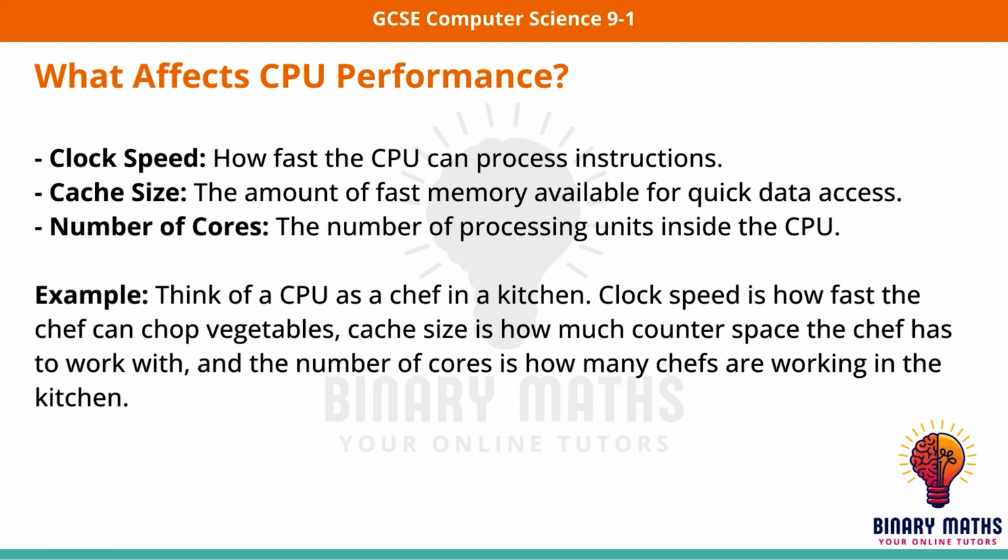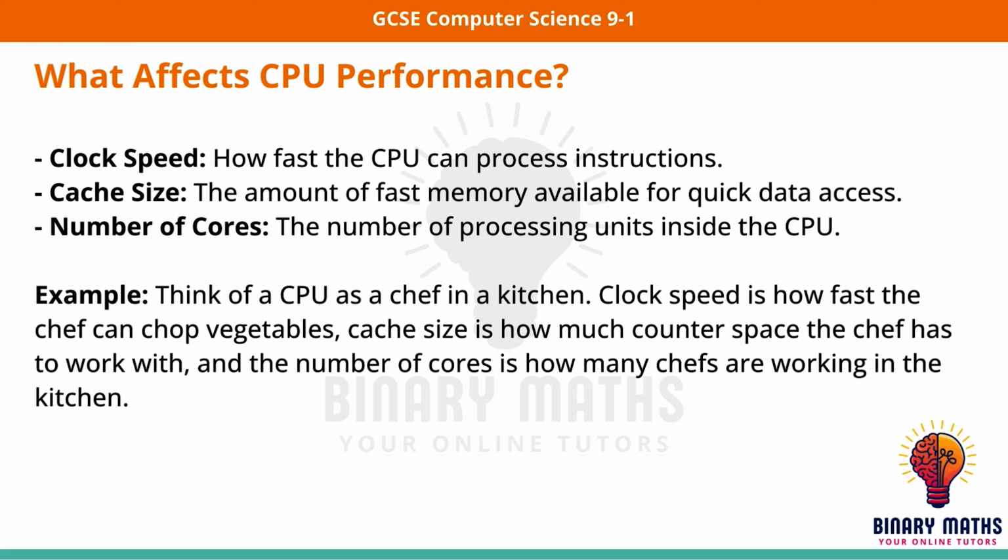Now that we know what's inside a CPU, let's talk about what affects its performance. There are three main factors. Clock speed, so how fast the CPU can process instructions. Cache size, the amount of fast memory available for quick data access. Number of cores, this is the number of processing units inside the CPU.